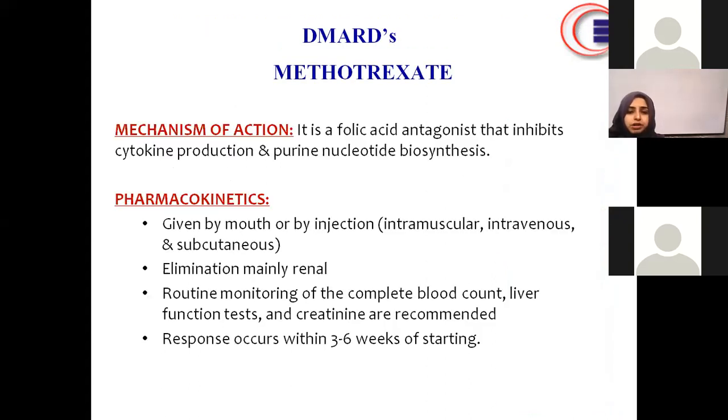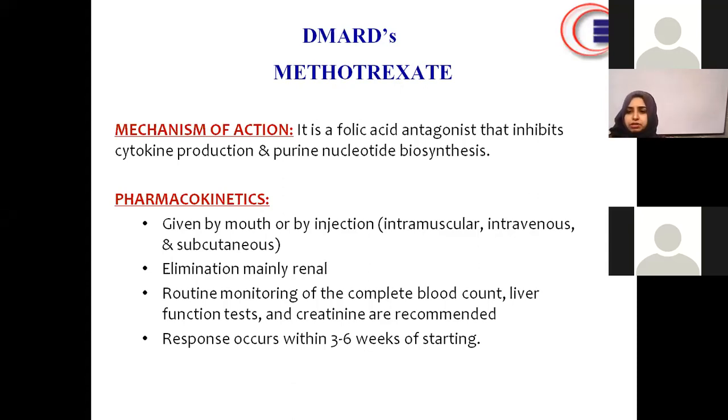What is methotrexate? It is a folic acid antagonist and inhibits cytokine production and purine nucleotide biosynthesis. We all know the pathology that RA is an autoimmune disease in which all the inflammatory factors are hyperactive, and they are actually destroying the body's own tissue and joints. Now what will happen?